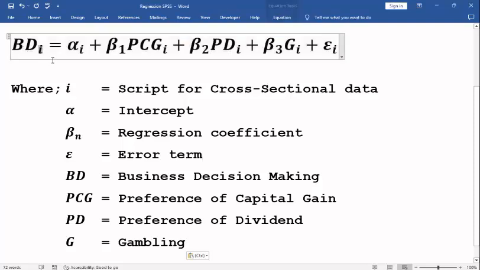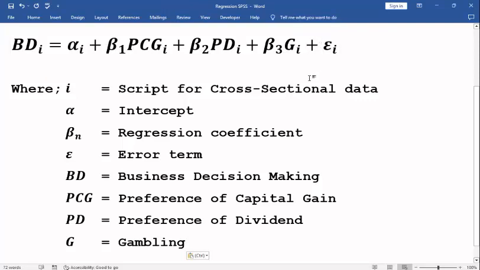This is the script for cross-sectional data. Alpha is our intercept, beta is regression coefficient, and this is our error term. Now let's start with SPSS.